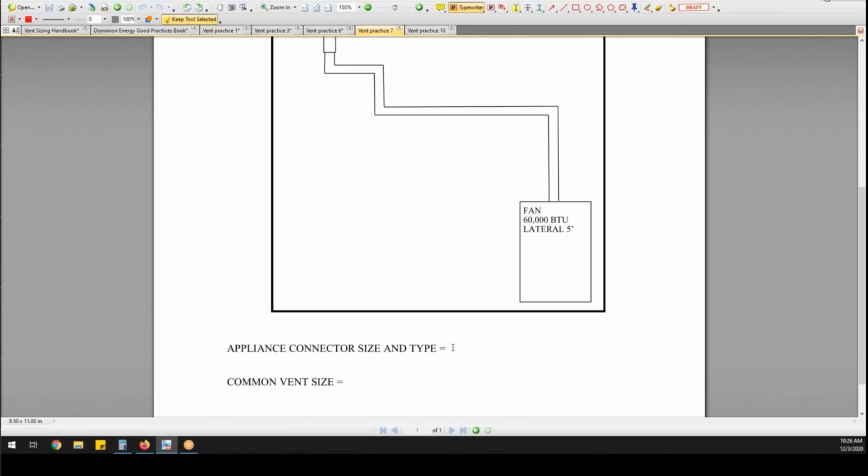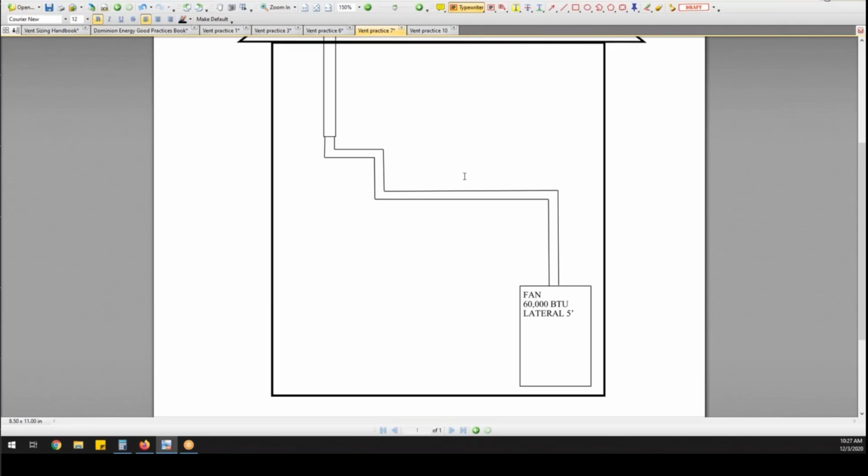Our answer over here is going to be 4-inch B-vent, okay, because of the reduction, and this is going to be 4-inch B-vent, okay. Everyone with me on that?